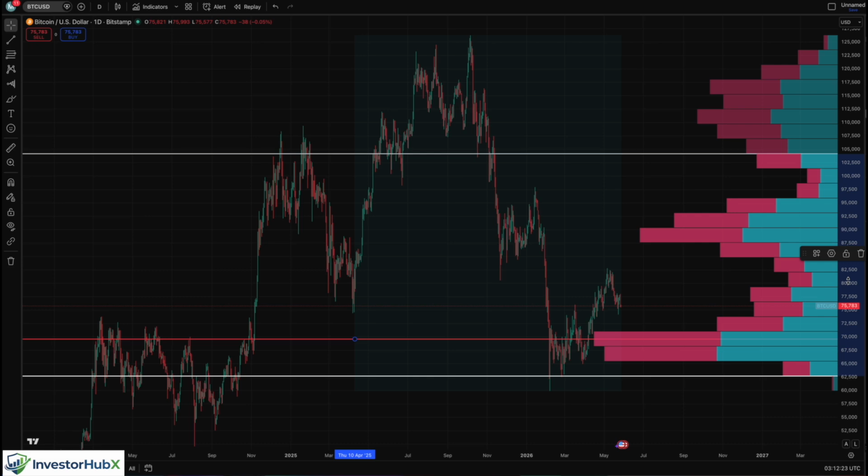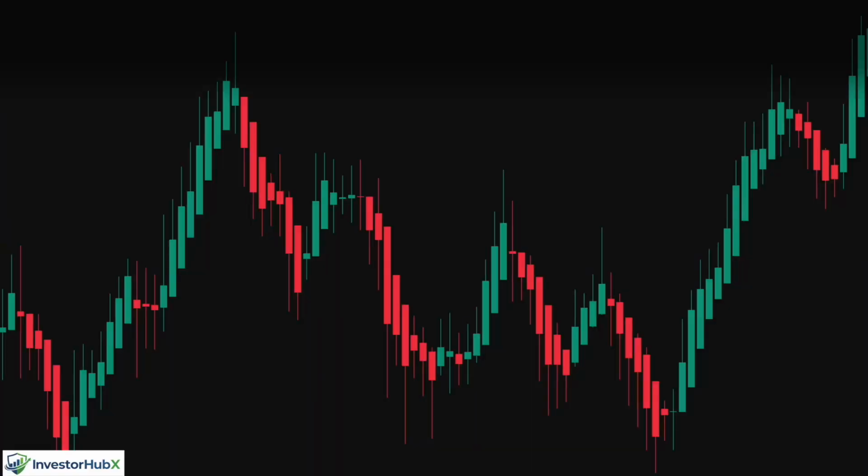You'll also notice this red line here. This is called the point of control, or POC. The point of control represents the price level where the highest amount of trading volume occurred during the selected period. You can think of it as the market's favorite price level. The green shaded area represents the period used to calculate the volume profile, from the starting point all the way to the present price.